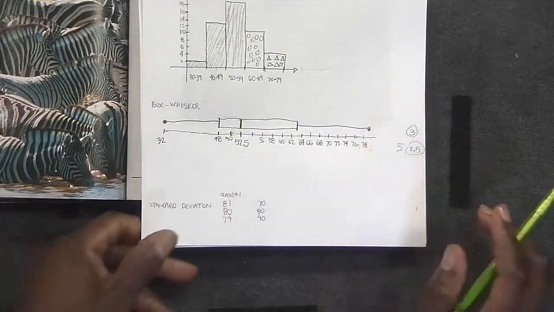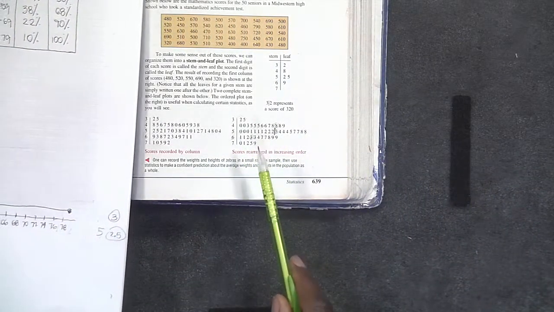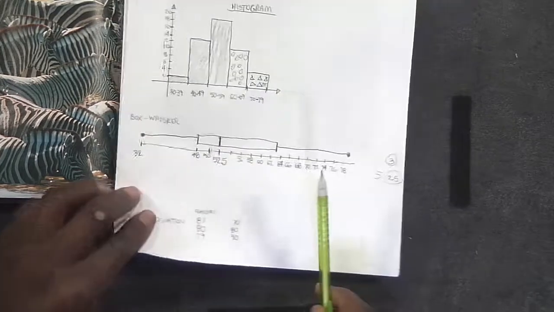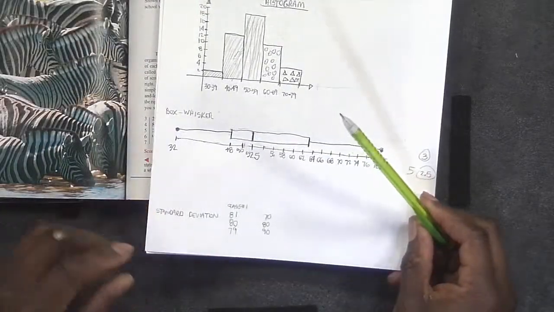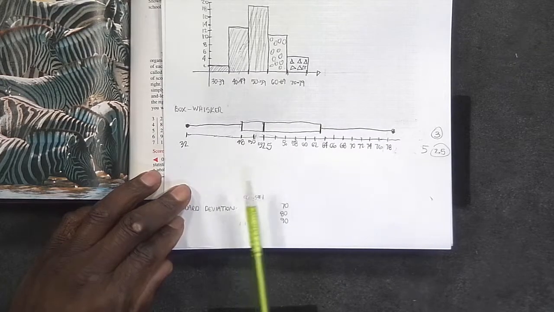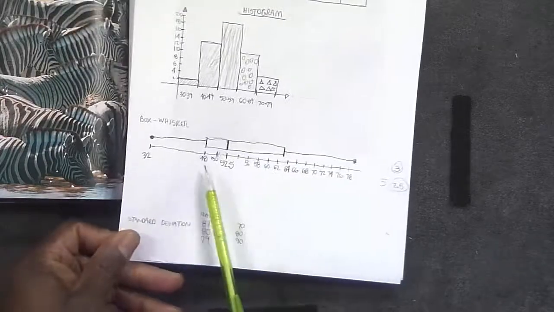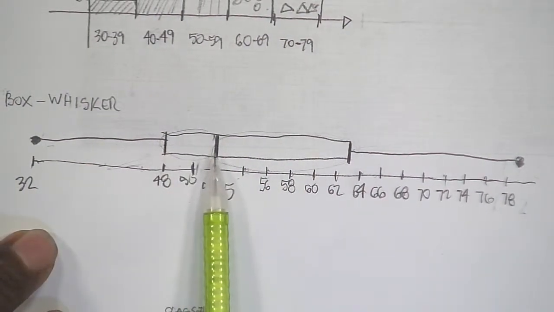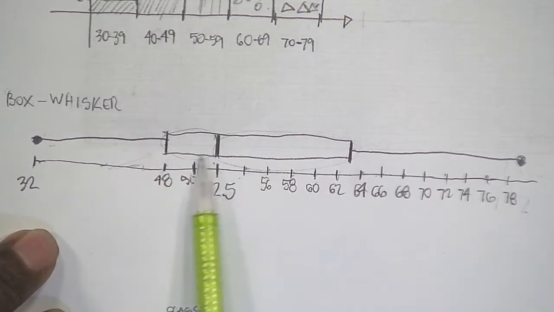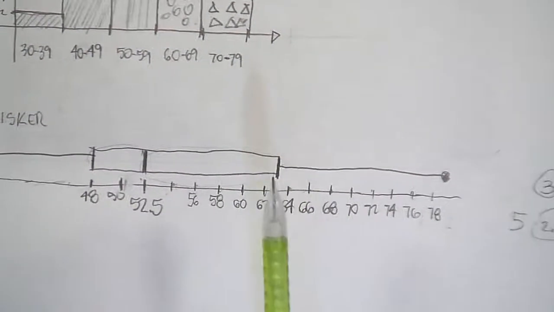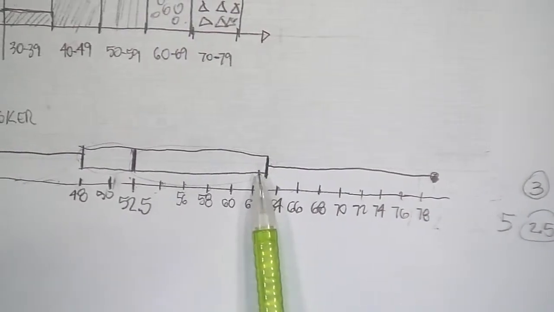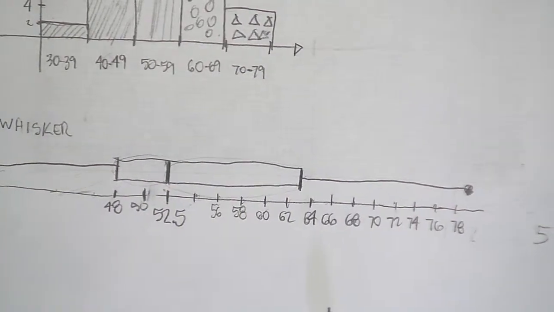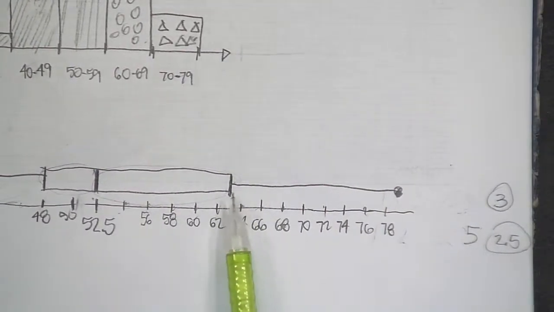Again, it's just trying to take all of this data and write it in terms of a picture. So 1/4 of this data is in between 32 and 48. Another quarter of this data is in between 48 and 52. So approximately 25% of the scores are in between 48 and 52. Another quarter of our data is in between 52.5 and 63, and then the final quarter of our data is in between 63 and 78.